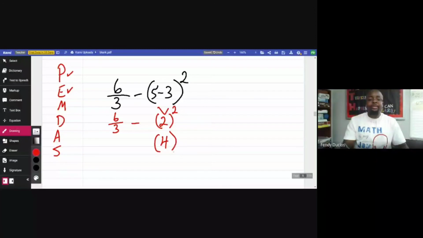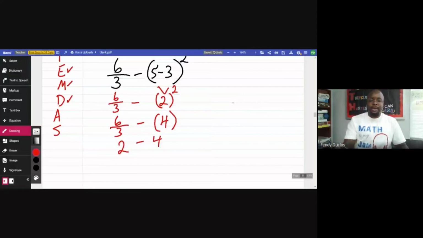I'll keep that in parentheses just for organization's sake. And then we're going to continue to bring this down. So 6/3 minus 4. Now I can go down to multiplication and division. I do have division. 6/3 is equivalent to 6 divided by 3, which is 2. So really what I have is 2, and I'm going to bring everything else down, minus 4. Okay? 2 minus 4, and you got it.